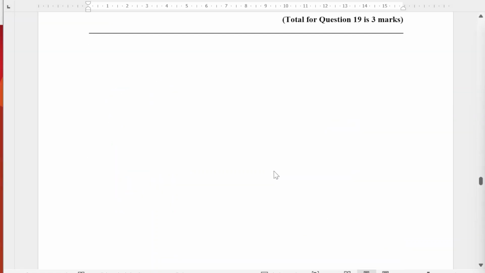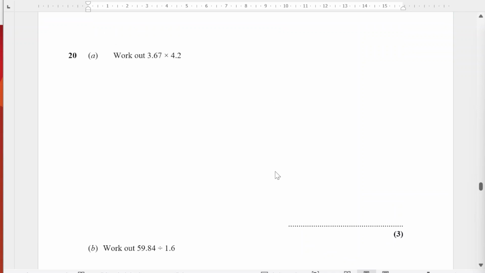Okay, question 20. Work out. So a 3-mark question for our multiplication skills. I tend to treat this as normal digits, so I would do 367 multiplied by 42. And I use column multiplication. There's nothing wrong with grid, just column tends to be my preference. So 2 times 7 would give me 14. 2 times 6 would be 12, plus the other one would be 13. And then 2 times 3 would be 6, plus the 1 would be 7.